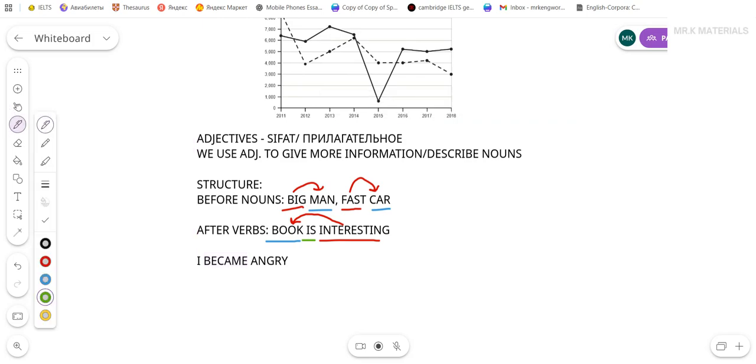All right, let's break it down the same way. I have my noun here, I, then I have my verb, became, and then I have my adjective, angry. And angry still describes I. It describes me. It doesn't describe the word became or any other word for that matter. But again, right now you have to be very careful, and I'm going to show why.